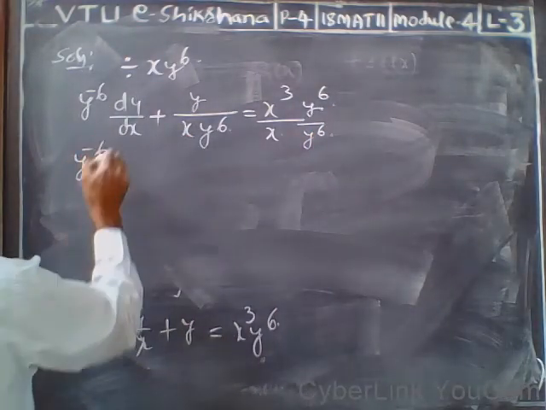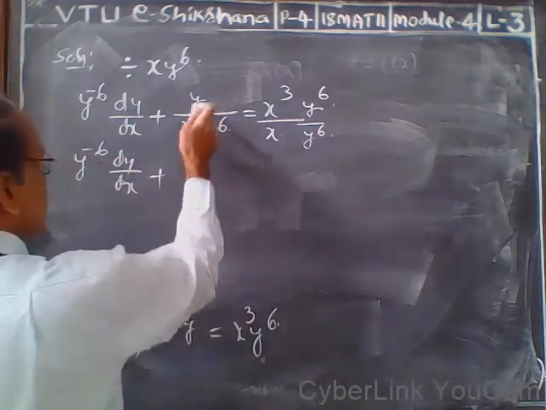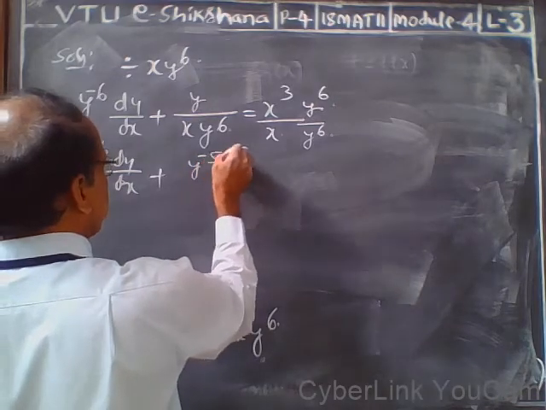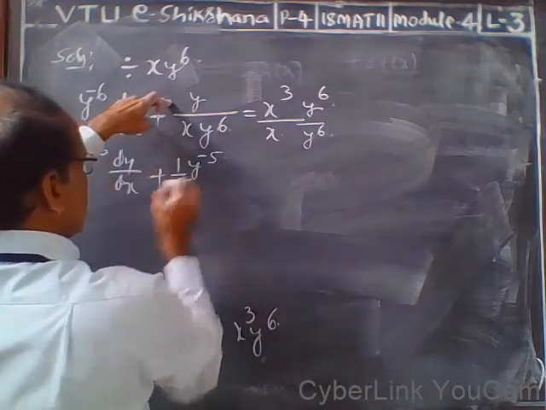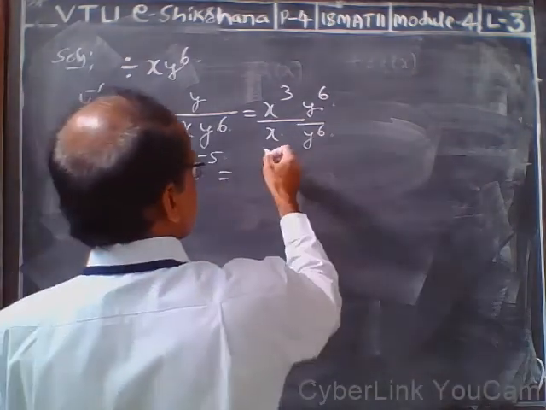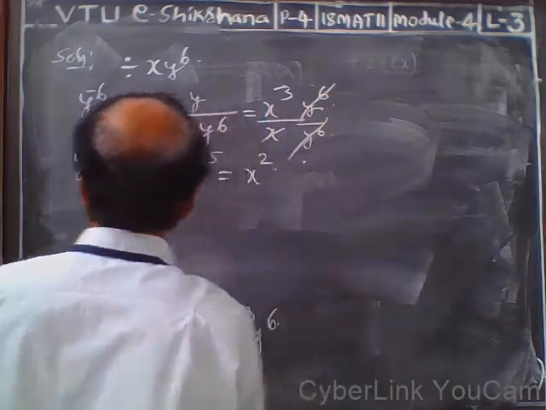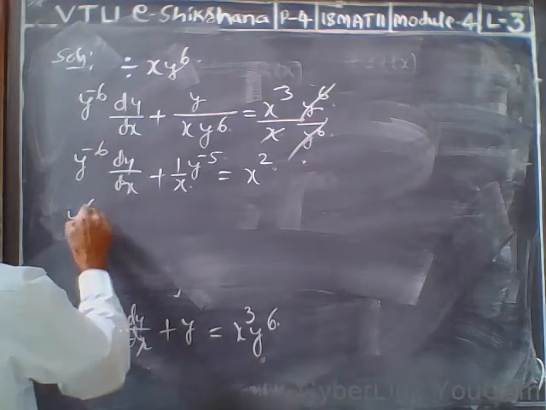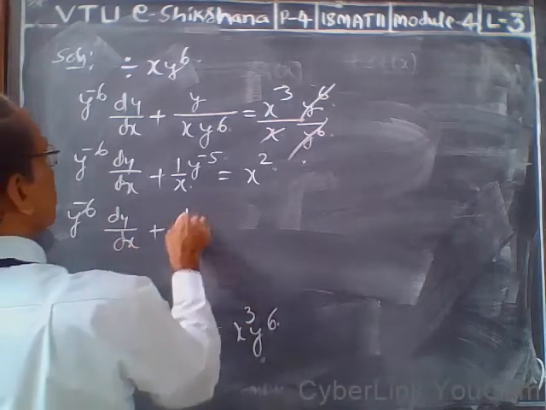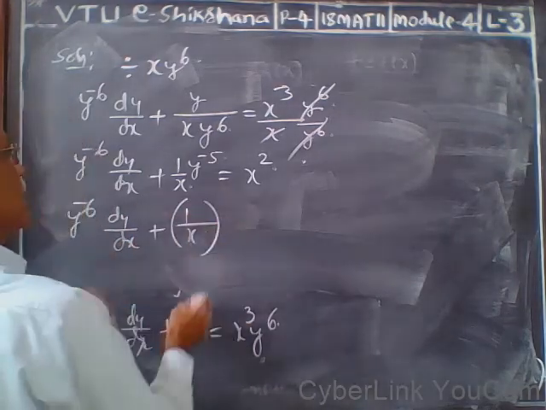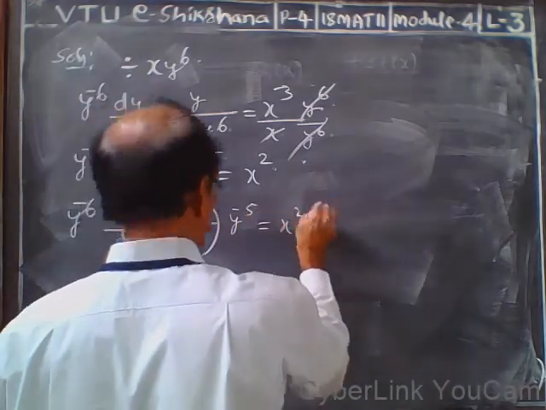So y to the power minus 6 into dy by dx plus y to the power minus 5 into 1 by x equal to, x cancels and y to the power 6 cancels, leaving the term as only x square. Then y to the power minus 6 dy by dx plus 1 by x, which is p of x, into y to the power minus 5 equal to x square.